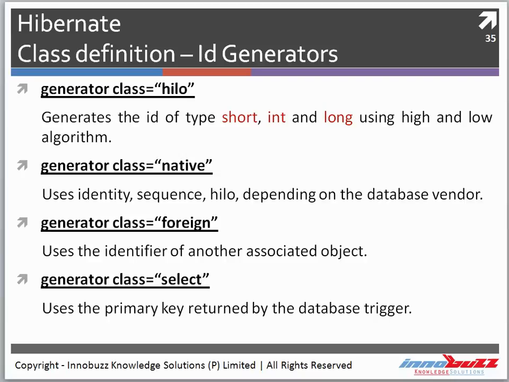Native selects identity, sequence, or high-low depending upon the capabilities of the underlying database. Foreign uses the identifier of another associated object. It is usually used in conjunction with a one-to-one primary key association. Select retrieves a primary key assigned by a database trigger by selecting the row by some unique key and retrieving the primary key value.